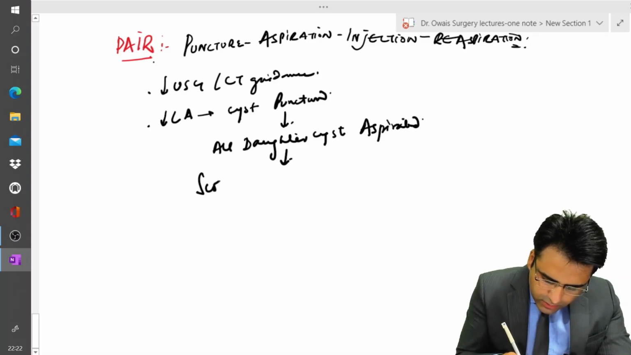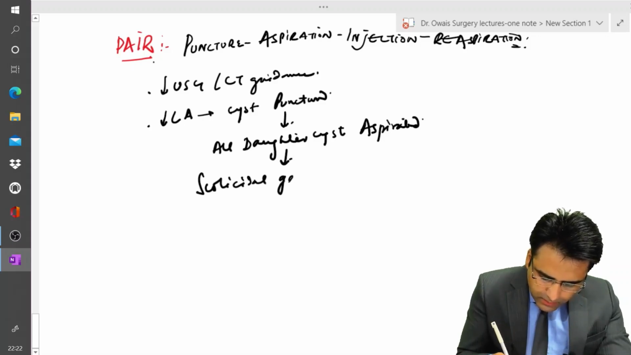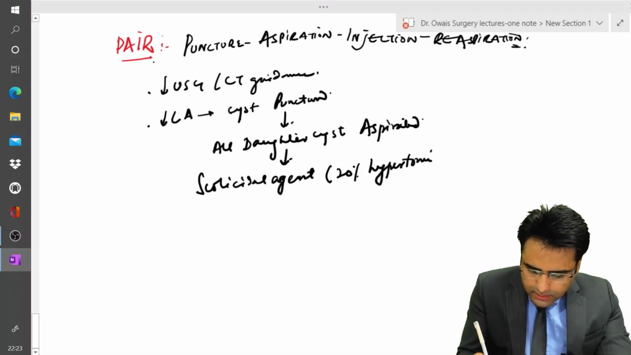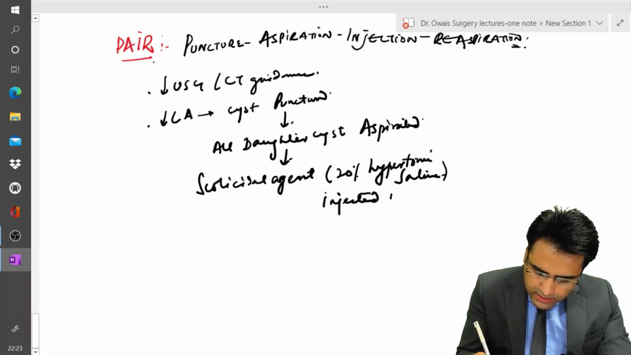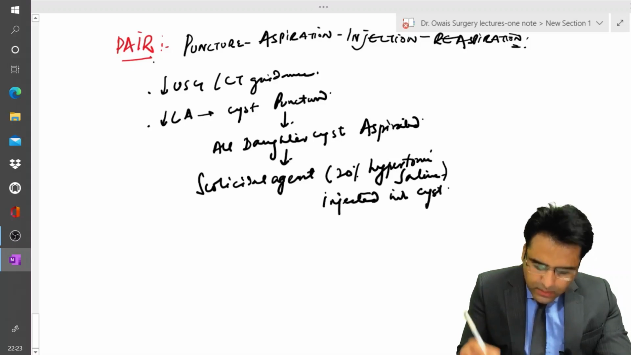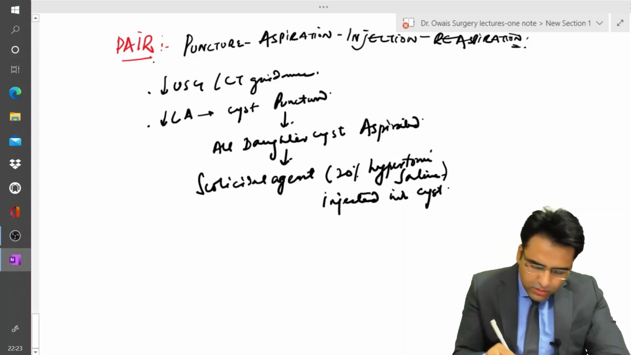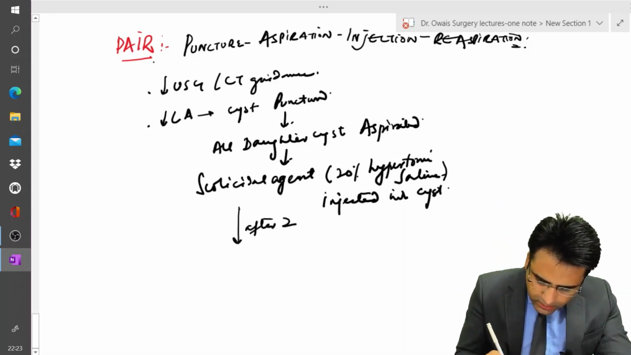And then a scolicidal agent is injected, which is most commonly 2% hypertonic saline, into the cyst. After we inject the hypertonic saline, we wait for a period of 20 minutes. So it is the contact time. After waiting for 20 minutes, re-aspiration is done.